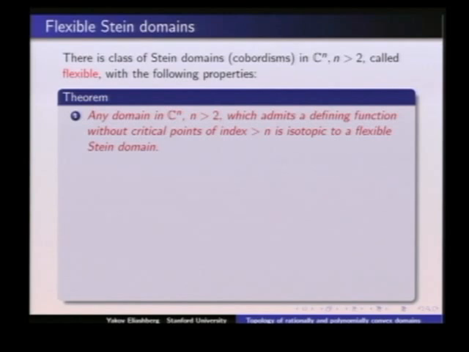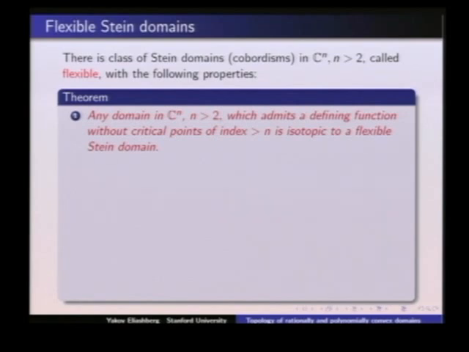Now I will explain where all this is coming from. It turns out that there is a certain class of Stein domains, which I will define a little bit later, which I call flexible, and for which symplectic topology is essentially degenerate. So for these flexible domains, you have the following result.